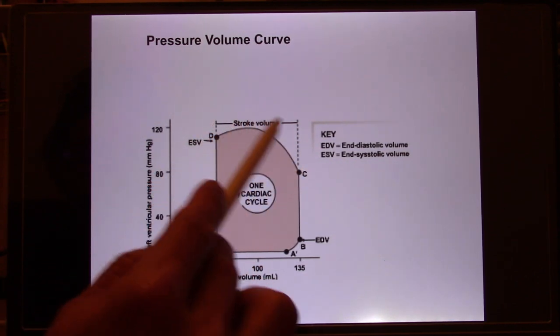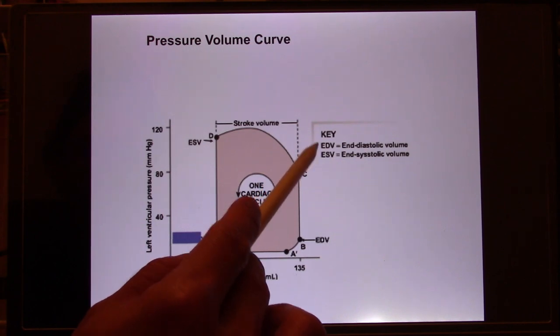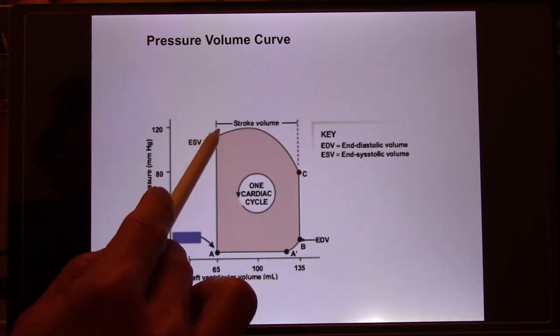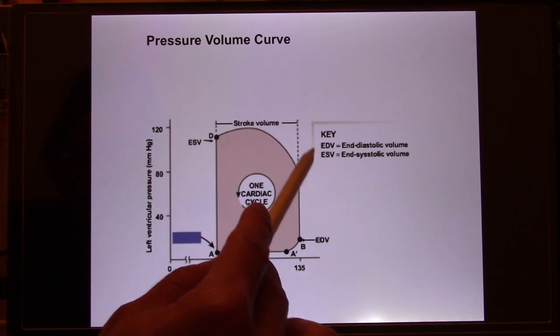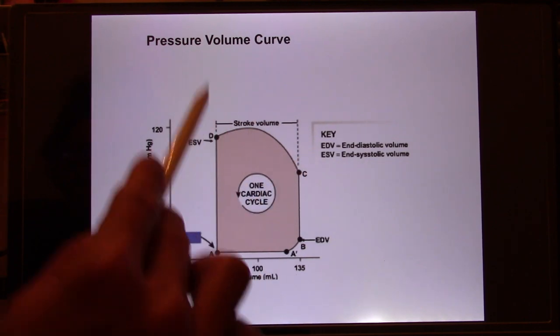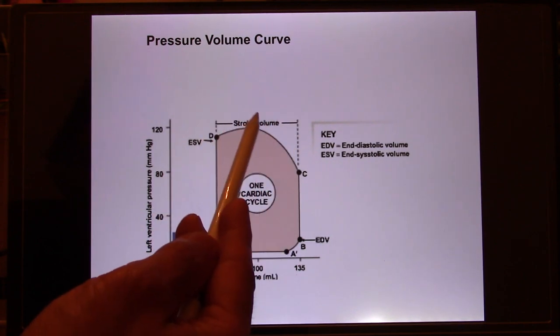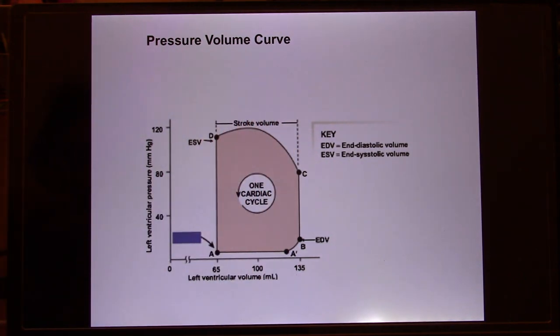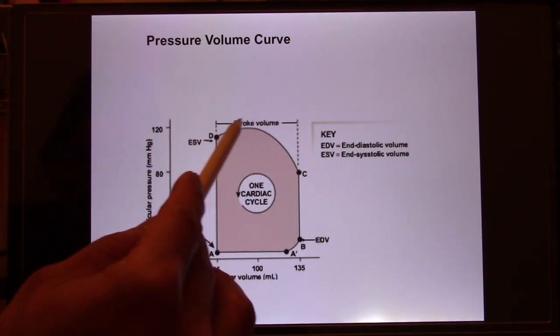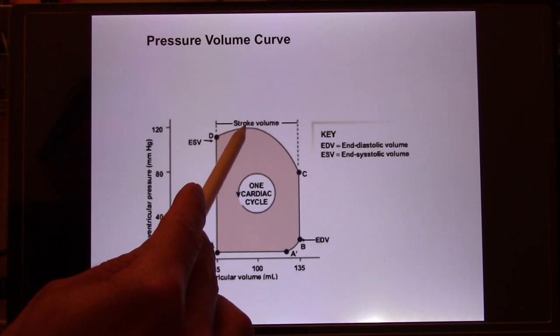That's how much blood is being sent out from the left ventricle to the aorta. So from about 135 ml to 65 ml, that's when you are resting. And this volume, that's how much blood is being sent out per contraction, is called the stroke volume. It's about 70 ml. And this volume definitely is going to increase when you start to exercise.